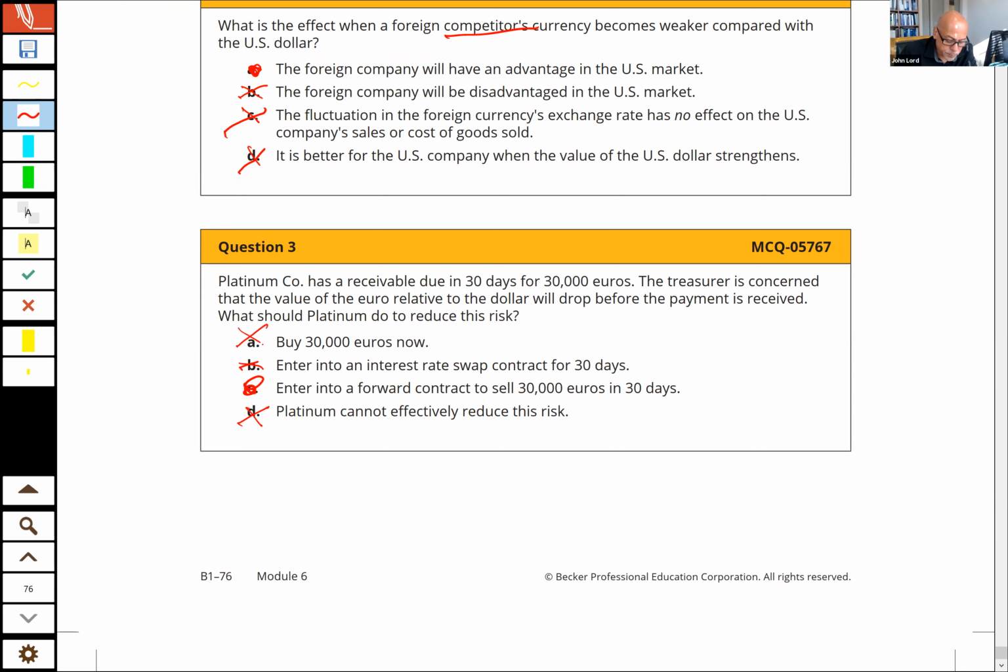And so enter into a forward contract to sell 30,000 euros in 30 days, and I can sell those at a particular dollar amount. So I protect myself that when I get the 30,000 euros, whatever they're valued against the dollar, I'll be able to get the price that was the case at the time of the transaction, so I protect myself as much as I can against the fluctuation in the direction I think it's going to go.